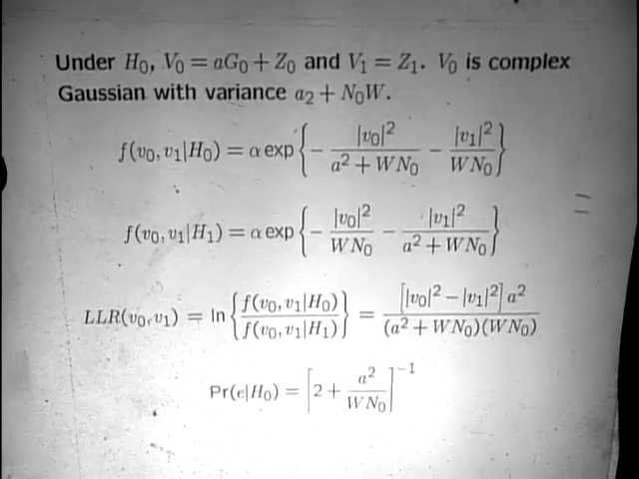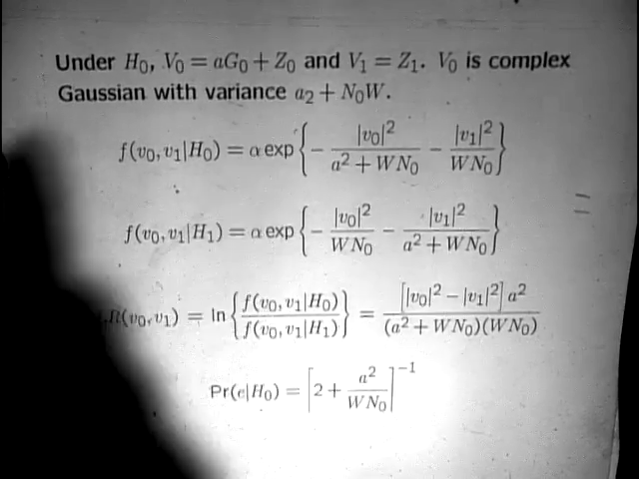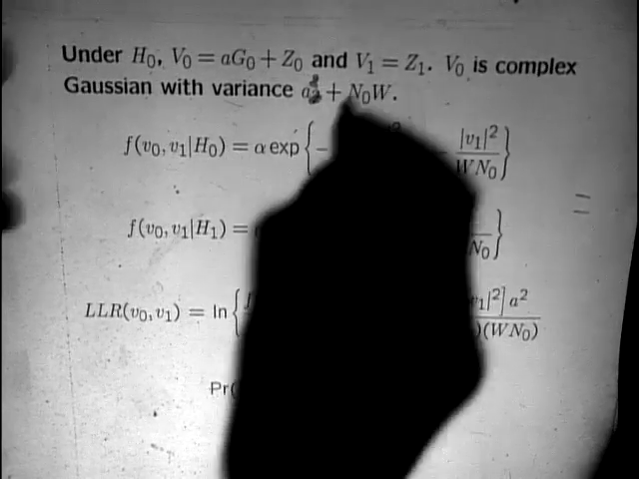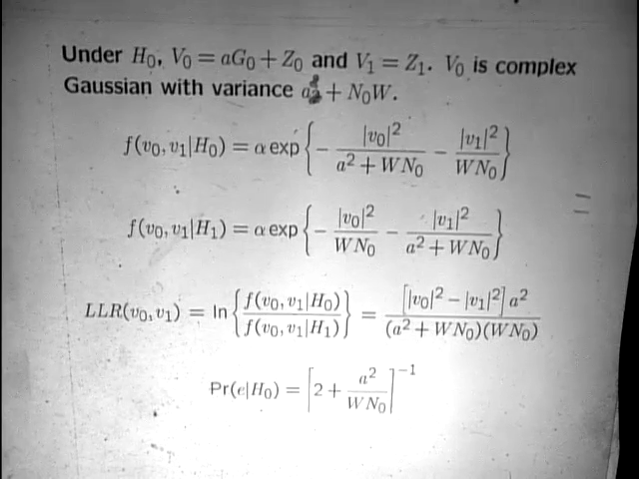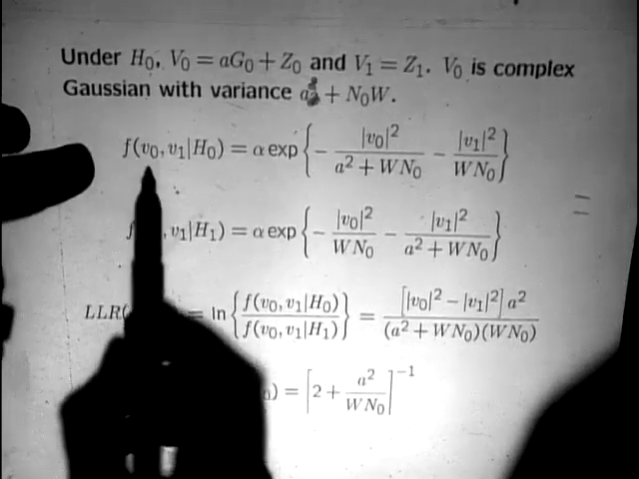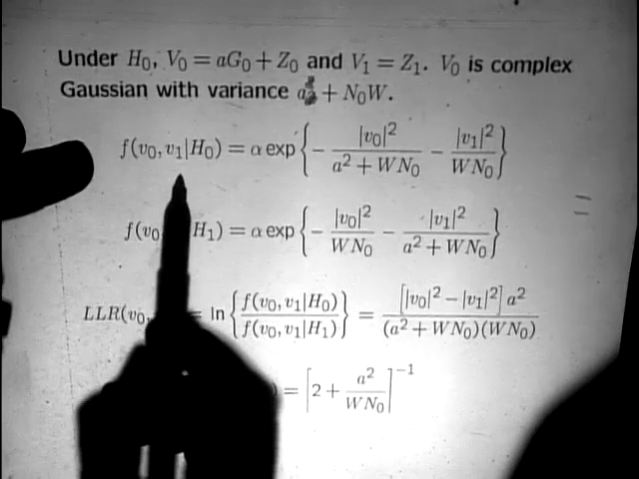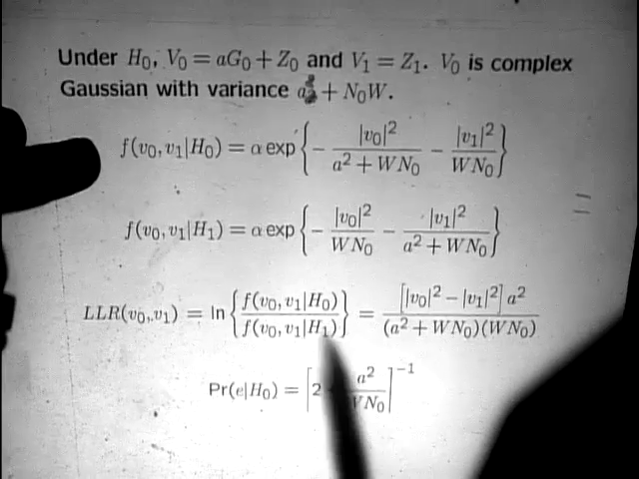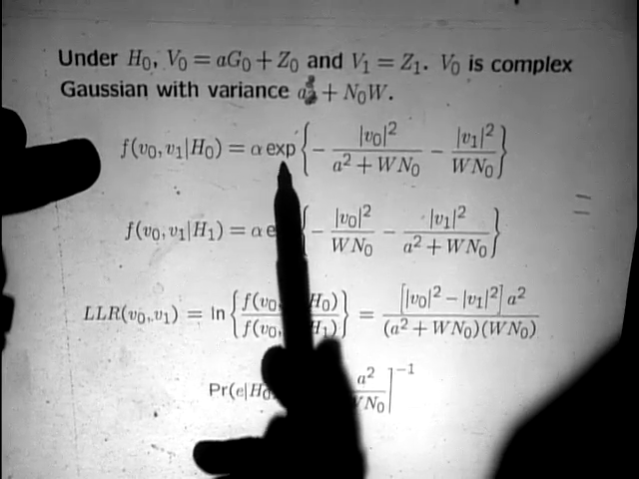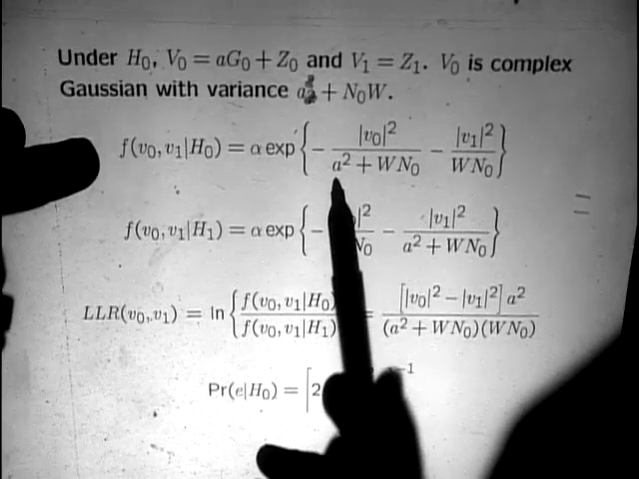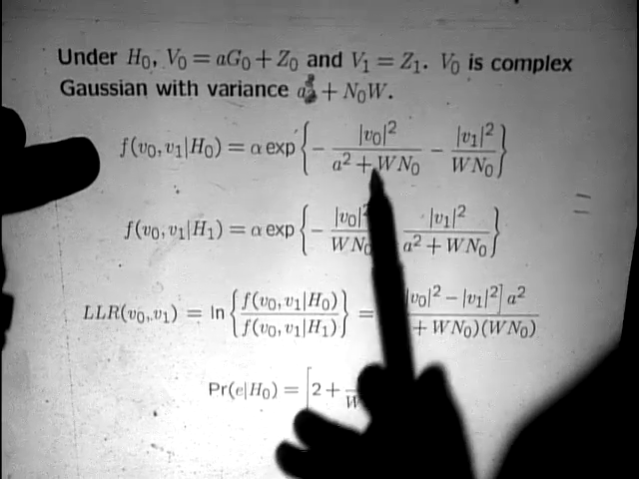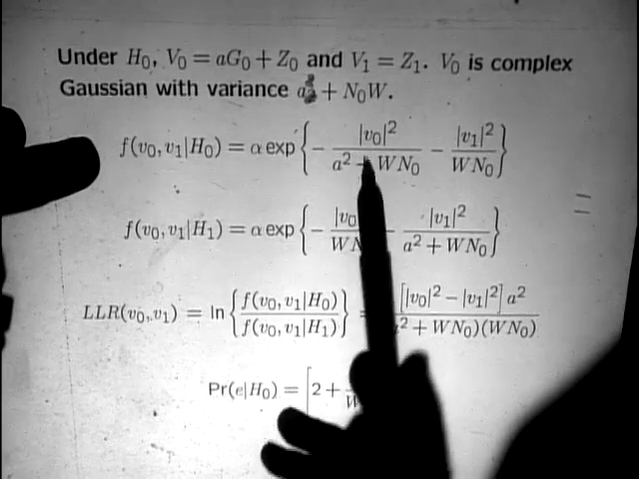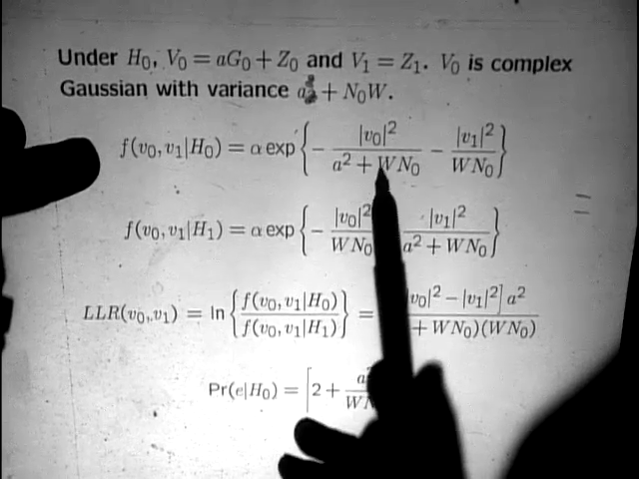Okay, V0 is complex Gaussian, and its variance is A squared plus N0 times W, because that's what the noise is. So I look at the probability density of these two complex Gaussian random variables, sample values V0 and V1, conditional on H0, and what I have is some constant here, I don't even care about it, times e to the minus V0 squared divided by A squared plus WN0. Okay, this is the variance of V0 because V0 was A times G0. That's the A squared there. Variance of Z0 is WN0.